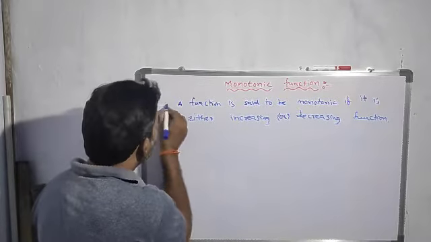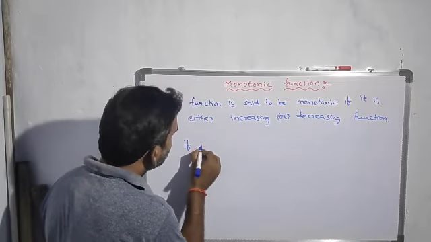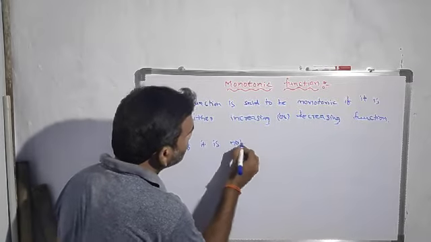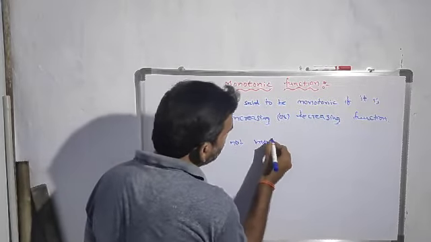So next one, if it is not monotonic, that means it is not increasing, it is neither increasing nor decreasing. Suppose if it is not increasing not decreasing, then it is called not monotonic.